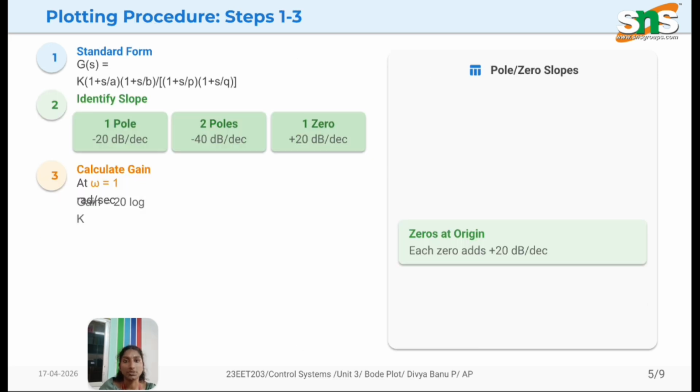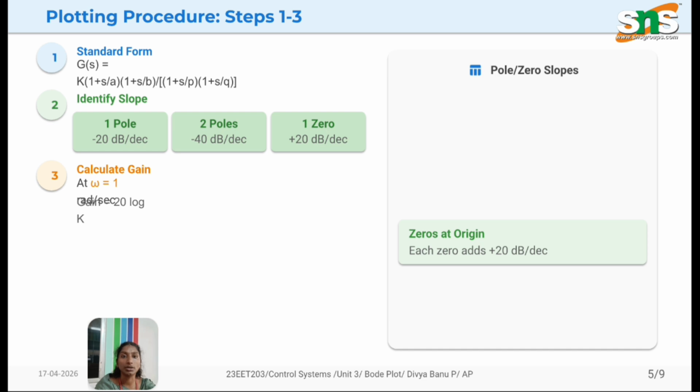Coming to the plotting procedure, first we have a transfer function. From that transfer function G(s), we identify the corner frequencies. After identifying the corner frequency values, we first mark the magnitude plot, and then go on to the phase plot. In the magnitude plot, we first identify the terms. For each individual term, we will have a corner frequency and a slope.